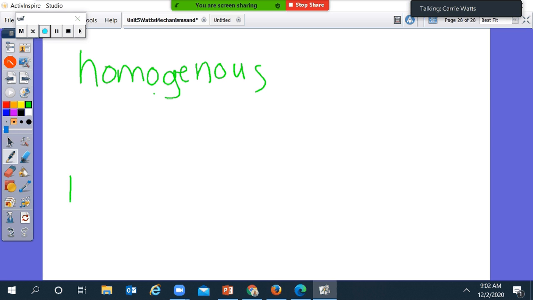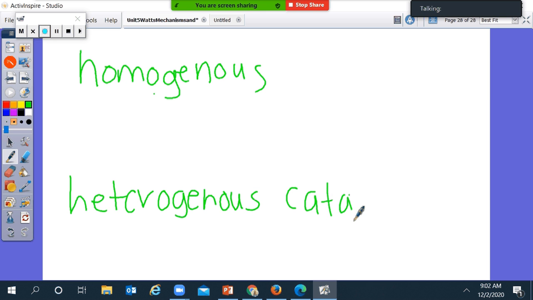Now, what we're going to do in the last 15 minutes, since that sheet I gave you is not going to take you a long time, is talk about the two types of catalysts. There's a homogeneous catalyst and a heterogeneous catalyst. Homogeneous and heterogeneous.